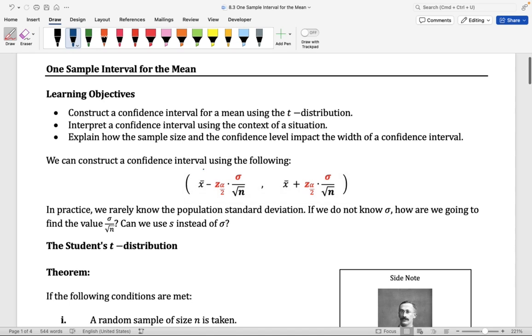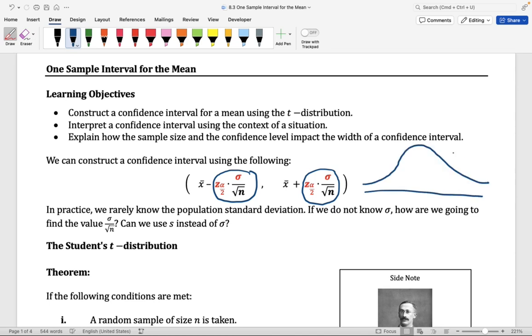Let's start by first talking about how we can construct a confidence interval. We can construct a confidence interval using the following: x bar minus the margin of error, comma, x bar plus the margin of error. Here I'm giving you the formula for the margin of error. So let's talk about this formula. The formula states that you're going to take the c-score corresponding to alpha divided by 2 times sigma divided by the square root of n.